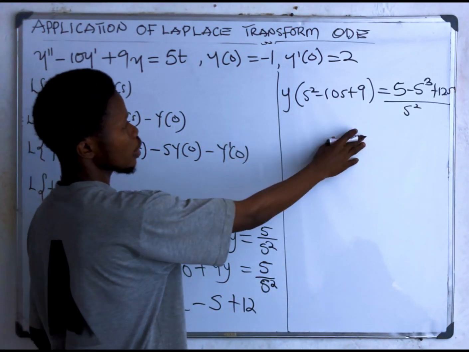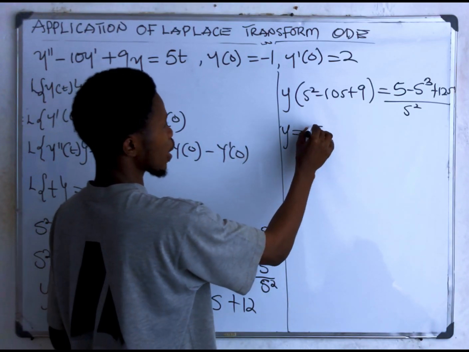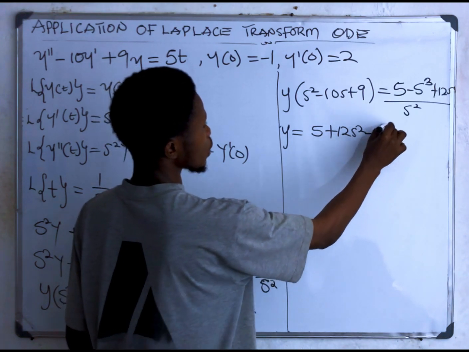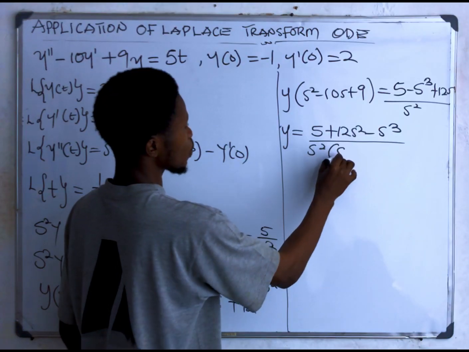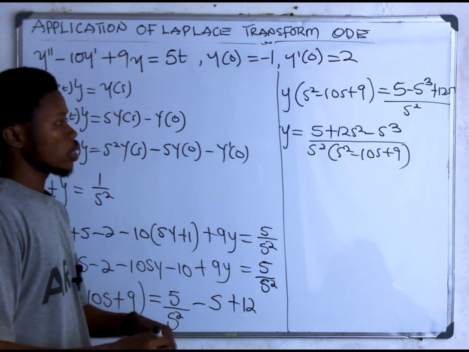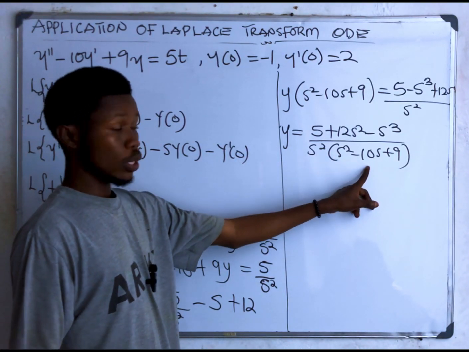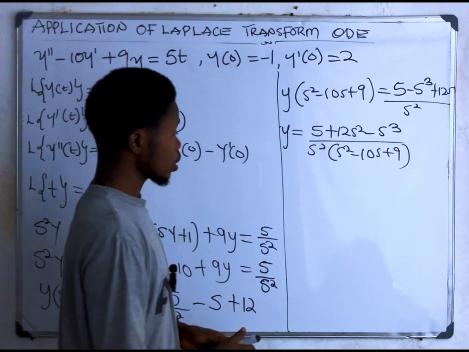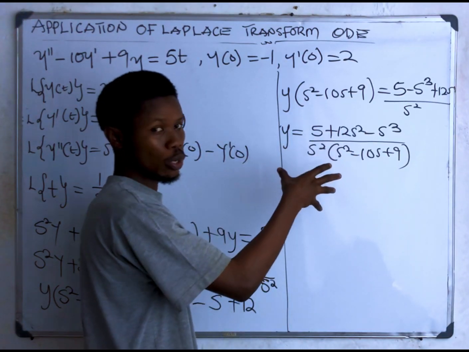Now, if I divide both sides by this, I'm going to have y equals 5 plus 12s squared minus s cubed. I'm just rearranging. All divided by s squared, bracket open, s squared minus 10s plus 9. So this is what I have here. Since I have this, I need to break this one down. Okay, good. So let's break this one down so that we can use partial fractions, because we cannot get this one from the table, so that we can do the inverse transform.